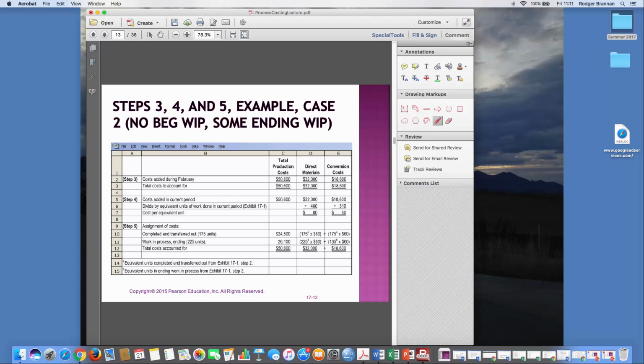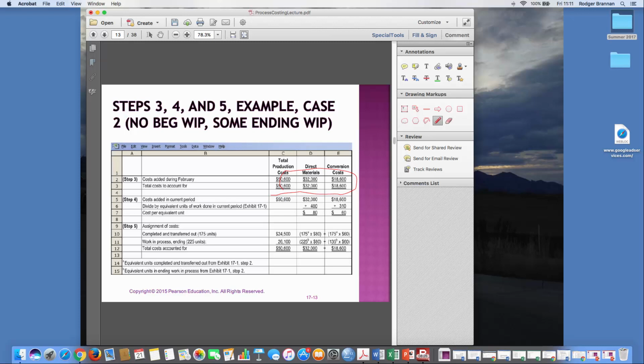Now, step number 3 is pretty straightforward. I just sum up the cost. In this case, I have no beginning inventory cost, so it's just what was added: 50,600, of which 32,000 is materials and 18,600 is conversion. Later on, this becomes a kind of check figure that I can come back to.